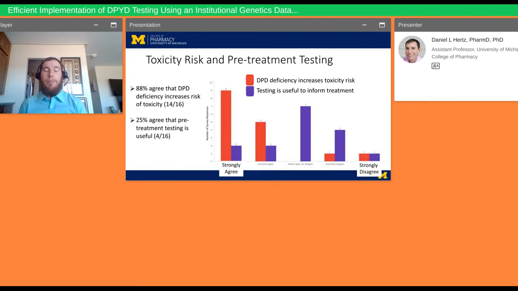We then asked several questions about their beliefs about DPYD genotype and the pretreatment testing. The first question, shown here in red on the right-hand side, is, do you agree with the statement that DPD deficiency increases toxicity risk in patients treated with fluoropyrimidines? As you can see, most of our clinicians strongly agree with this statement. However, the next question, shown in the purple, was, do you agree with the statement that testing of DPD or DPYD is useful to inform treatment? And here you can see a much more normal distribution, with most medical oncologists in the middle saying they neither agree nor disagree with that statement. Only about a quarter of medical oncologists agreeing with the statement that pretreatment testing is useful.